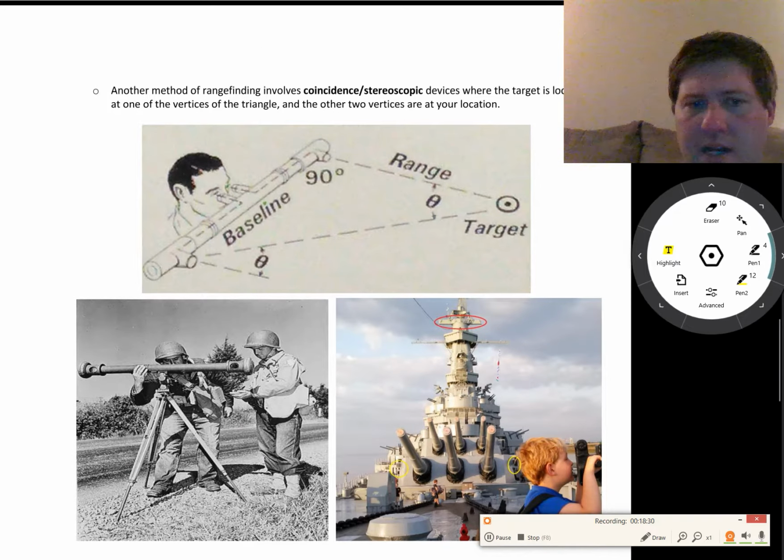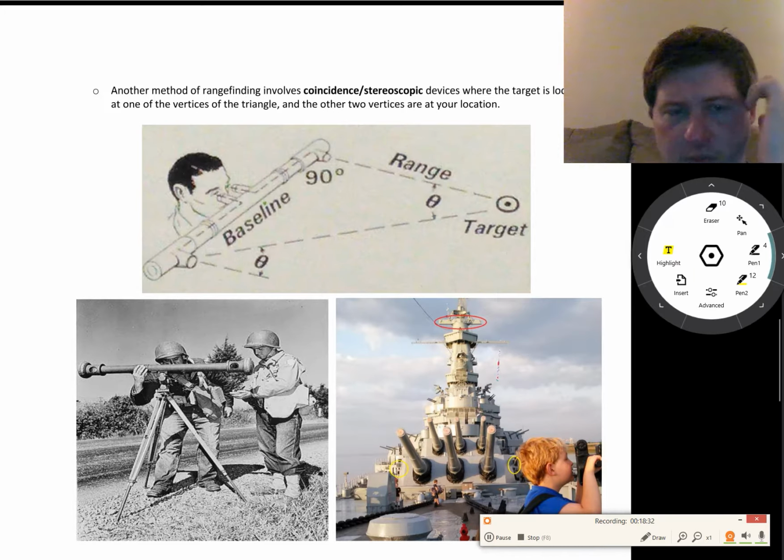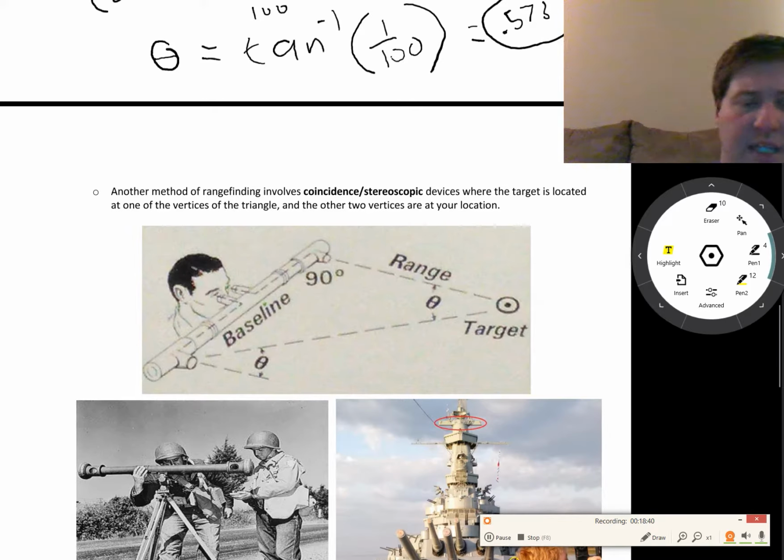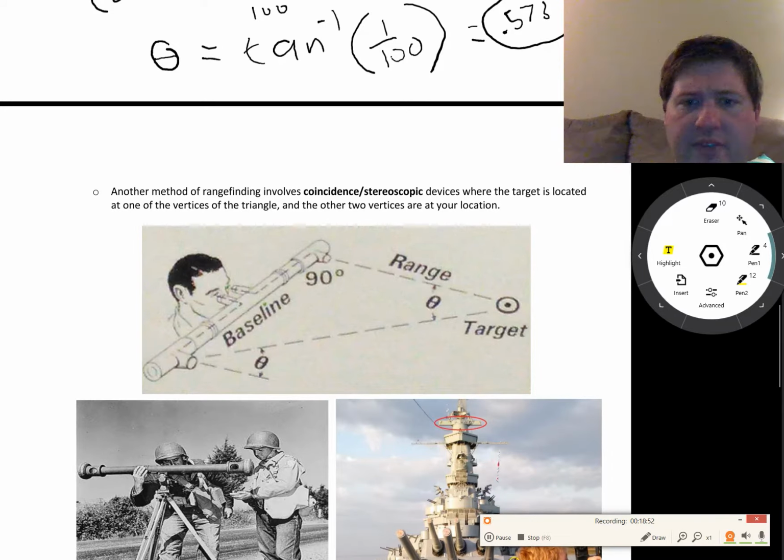While we're at it, I'm not going to do any math for these, but some other ways this was done would be a coincidence or a stereoscopic device. I looked up a bunch of pictures of these. I just took them off Wikipedia. So this is nice because you don't have to have someone standing at the end of this thing. You don't have to know how tall they are or any of that stuff. What you do is you keep the stick from your subtended bar method. You keep it with you.